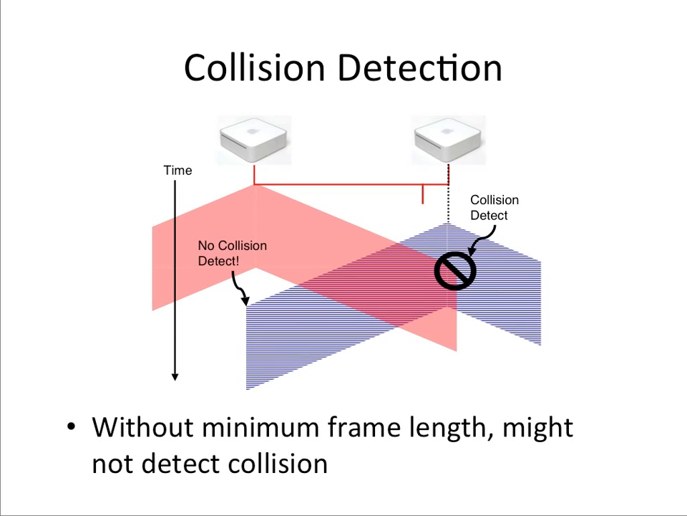And here's how we can describe the problem of collision that we talked about earlier. So let's try to parse this figure. Time runs from top to bottom, and we have two nodes.